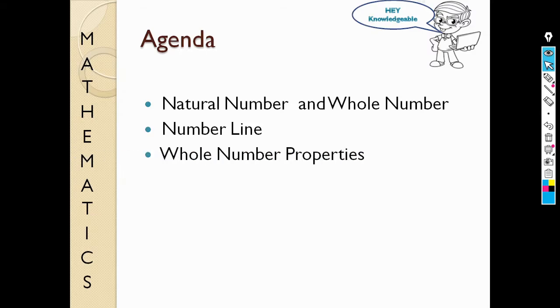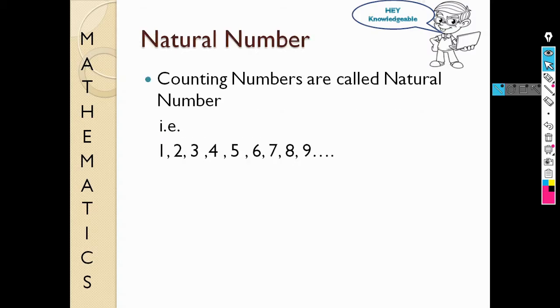So today we will be talking about natural numbers and whole numbers. We will also talk about the number line and some of the properties of whole numbers. So let's talk about natural numbers. Natural numbers are the counting numbers, that is 1, 2, 3, 4, and so on. These are called natural numbers.